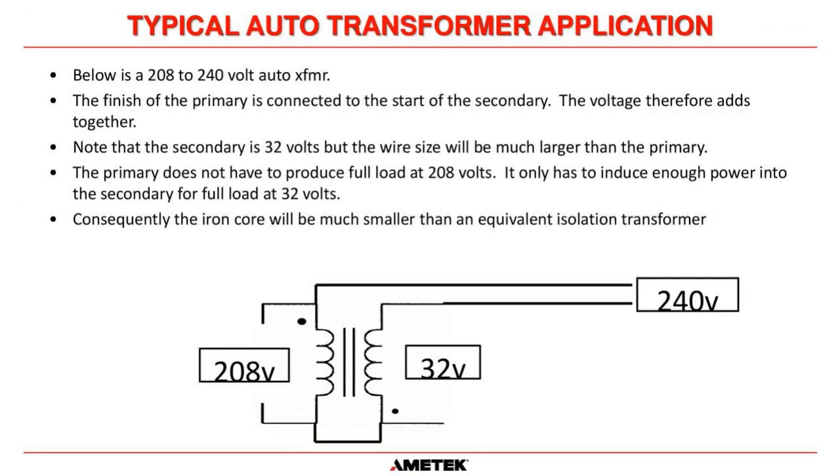Here's a typical application for an auto transformer. The finish of the primary, the 208 volt input at the bottom here, is connected to the start of the secondary, the 32 volt winding, and then the output is 240 volts. It should be noted that the primary does not have to produce full power at 208 volts. It only has to produce full power at 32 volts. Consequently, the iron core in the auto transformer is going to be much smaller, which is why it's physically smaller. Again, auto transformers provide no isolation.